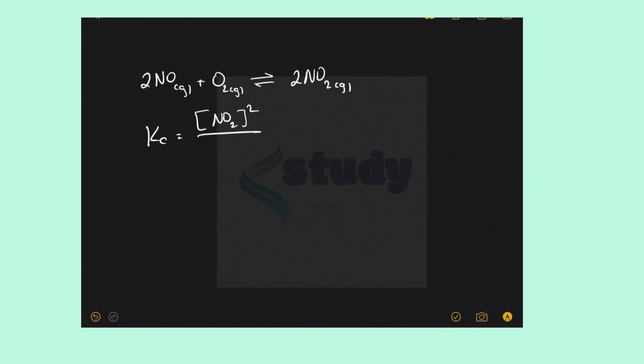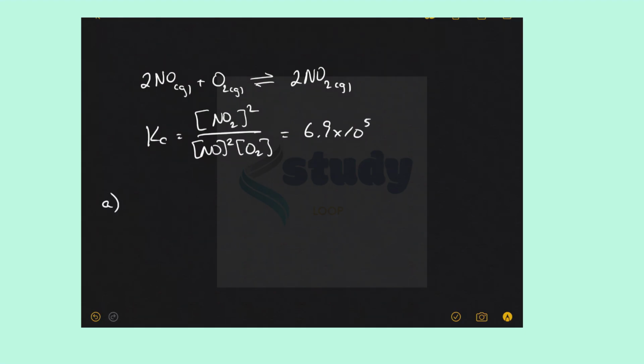For our reaction, we've got 2NO gas plus O2 gas in equilibrium with 2NO2 gas. And we can write an equilibrium constant Kc expression: NO2 squared over NO squared, O2 in the denominator, products over reactants. We're told that this value is equal to 6.9 times 10 to the 5.